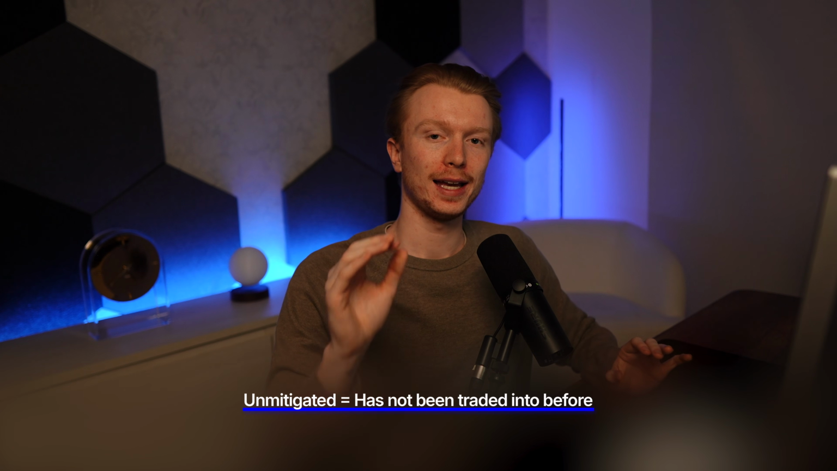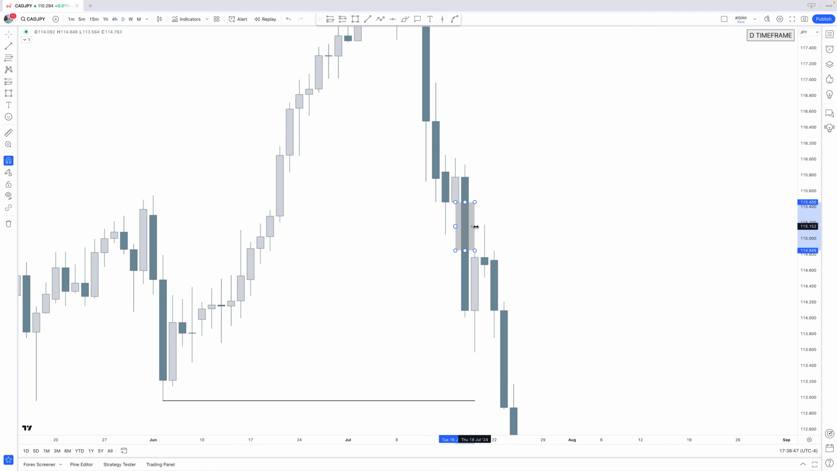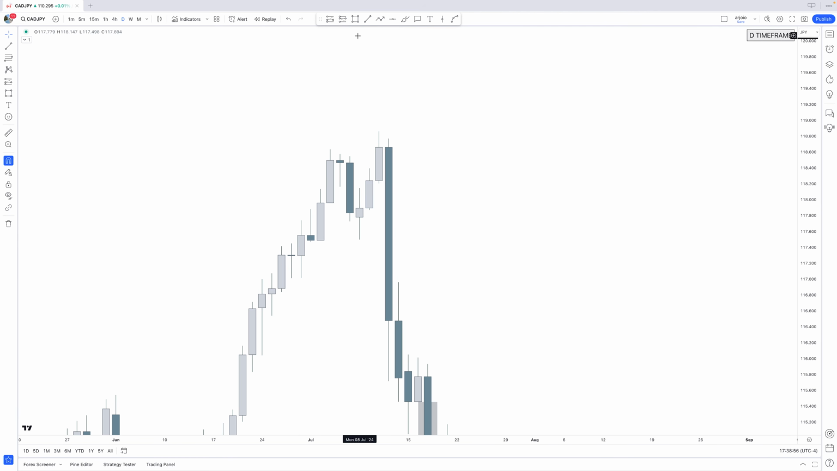On the way to that target, we will encounter unmitigated opposing PD arrays. What is that? First of all, unmitigated stands for it has not been traded into before. So for example, on Canadian dollar JPY, this fair value gap is now mitigated. It is not unmitigated anymore because we have traded into it right there. But this fair value gap, for example, is unmitigated since there was no trading inside that fair value gap. After the fair value gap was created, we did not trade back into it just yet.